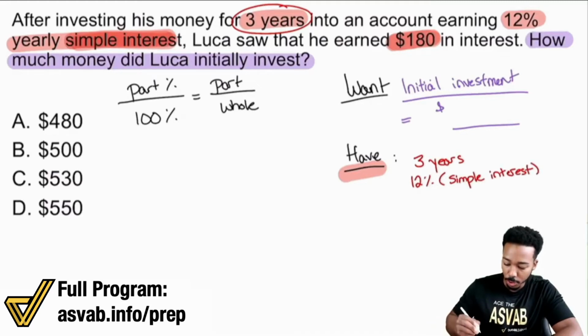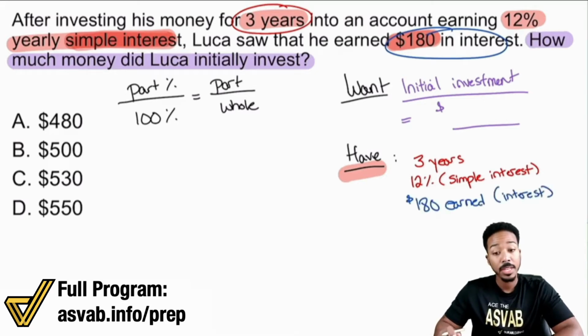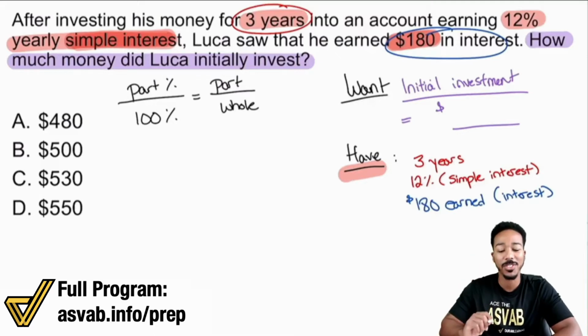And then we have $180 that he earned in interest. So right there, the result was $180 in interest earned. And again, that's only from the interest. Only from the interest earned. So let me show you how to take this information right here and look at all that over there and just make it seem like a smooth problem.